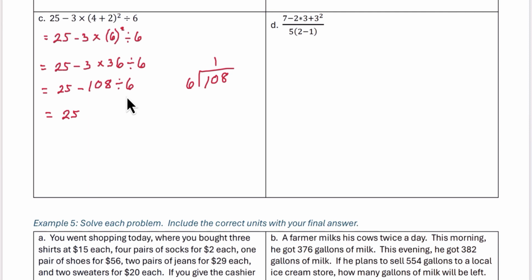6 goes into 10 once. 1 times 6 is 6. Subtract, we get 48. 6 goes into 48 8 times. 8 times 6 is 48. Subtract and we get a 0.